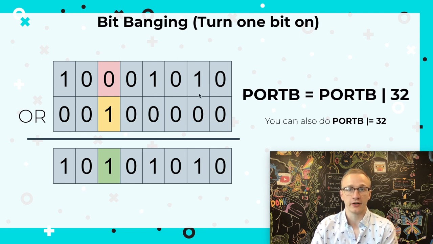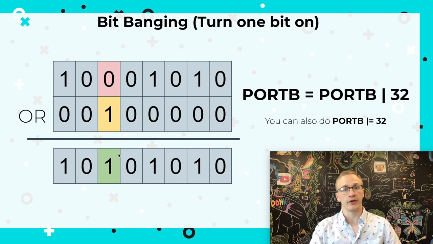Is either of these a 1? Well, yeah, we've got the 1 up top, so 1 or 0 will result in a 1. And then you can carry that whole operation out to see the rest of it. But then when we get here, we see that 0 or 1 will result in a 1. And even if this already was a 1, we would have 1 or 1, well, yes. So then that results in a 1 as well. So if you execute this operation, it will always turn that pin on.